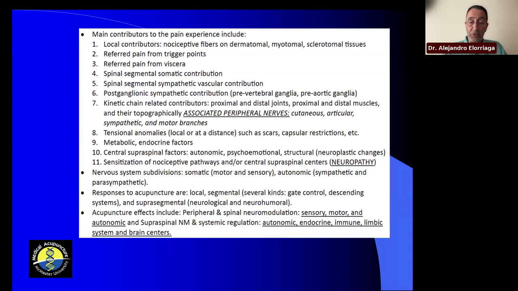One we discussed was the gate control, where information from thick myelinated neurons inhibits information from small unmyelinated or small myelinated A delta fibers. But there are also other mechanisms, such as descending facilitatory or inhibitory systems, and an array of suprasegmental signals that is extremely complex. Some are neurological, some are neurohumoral.